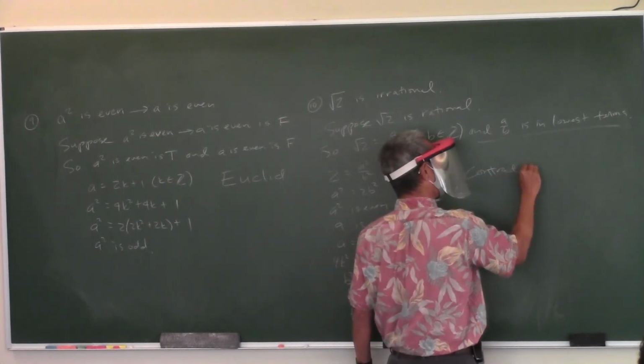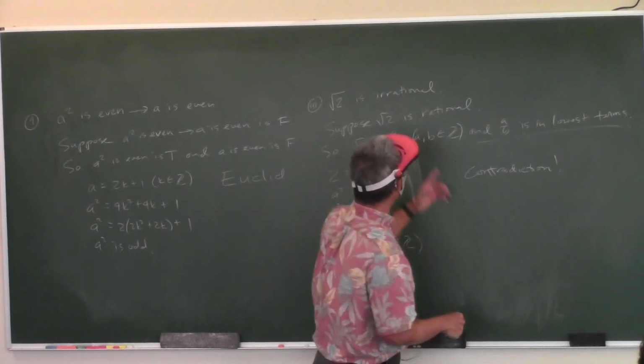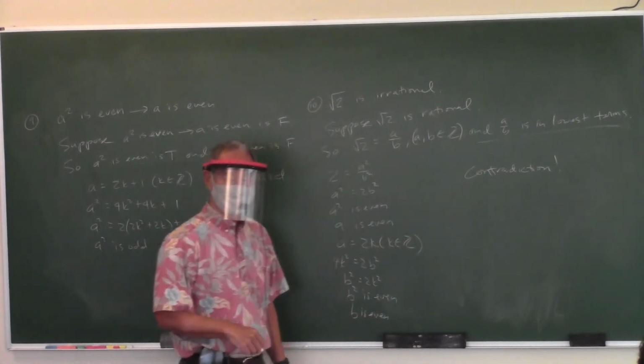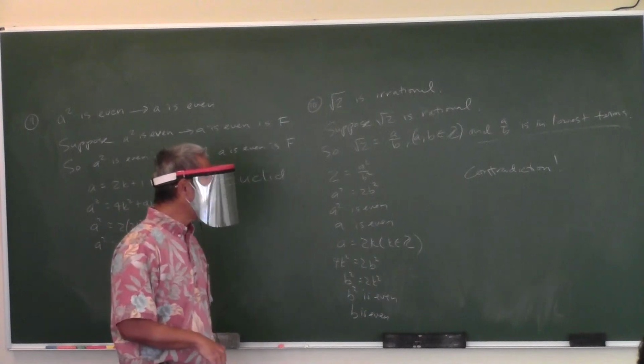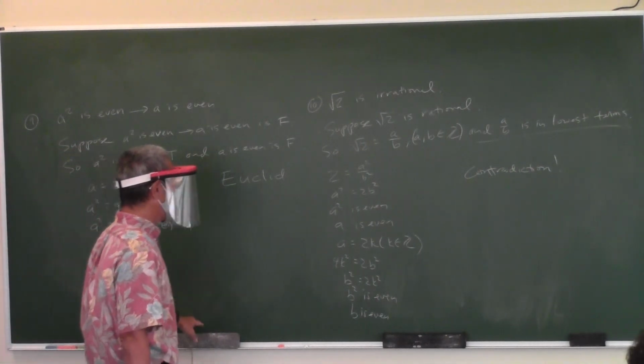Contradiction. So therefore, the square root of 2 is irrational. So that's kind of a clever thing, right? In ancient Greece, they used to do these kinds of proofs.